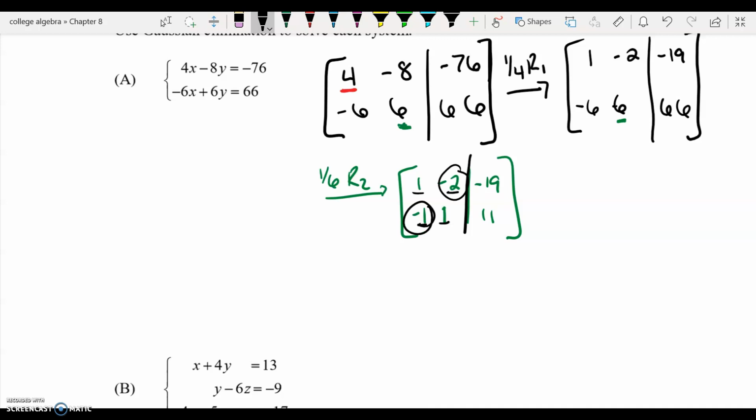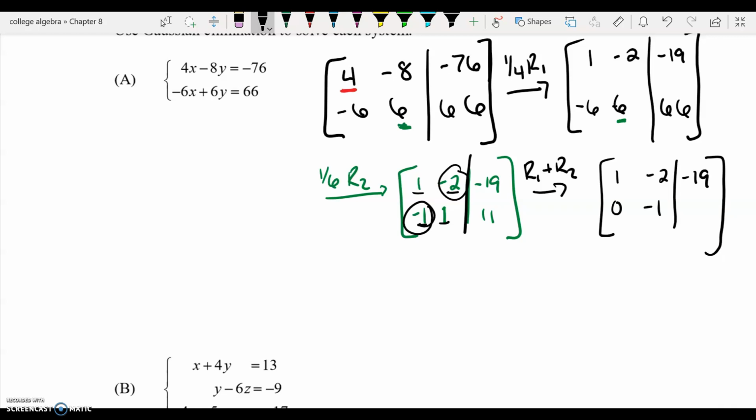Well, the first one I'm going to do is add row 1, which is going to stay the same, to row 2. So whichever one comes first stays the same. Now I'm going to add it to row 2. 1 plus a -1 makes it a 0. -2 plus 1 would be -1. -19 plus 11 would be -8.